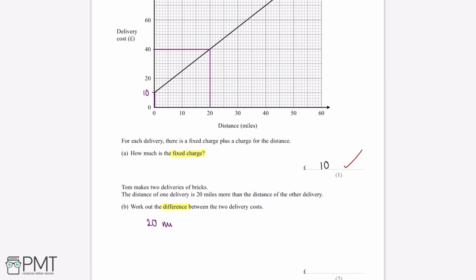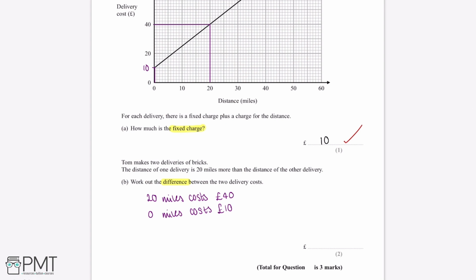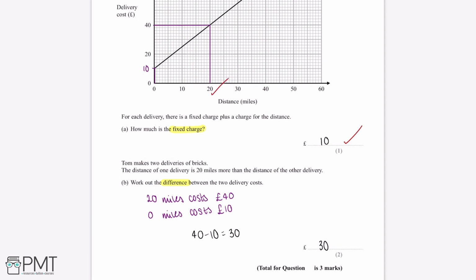And if we read off the graph, this tells us that at 20 miles the delivery cost is £40 and at 0 miles the delivery cost is £10. So now the final thing we need to do is work out the difference between these two prices. And 40 minus 10 gives us an answer of £30. And this is our final answer. Now this question's worth 2 marks. We'll get our first mark for correctly reading off the graph, and we'll get our second mark for the correct answer.